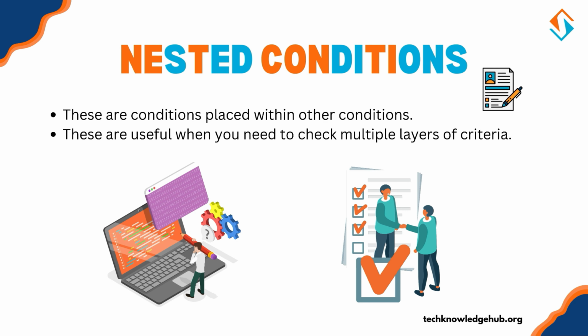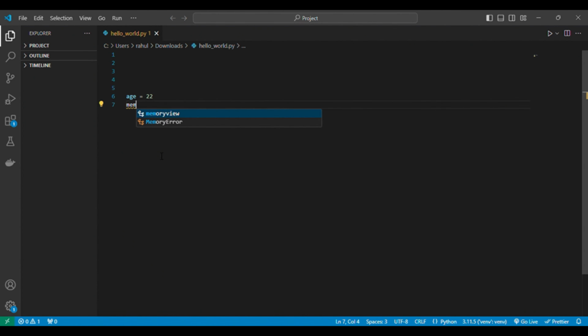Now let's talk about nested conditions. These are conditions placed within other conditions. Nested conditions are useful when you need to check multiple layers of criteria. For example, let's say we're building a simple program to check a user's age and their membership status. Age = 22, member = True.